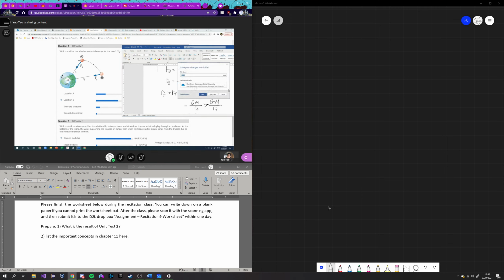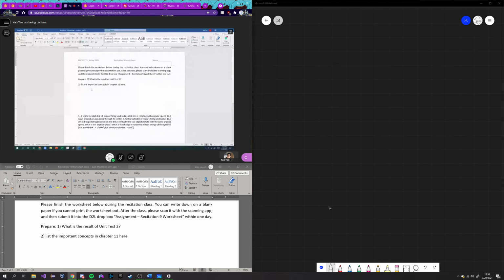If you have no more questions, we will move to this one. We have already listed important concepts in the last recitation, but since today we will use them again, I want to put it here. So in chapter 11, we are learning what is the rotational kinetic energy and what is angular momentum. And all of them are about conservation law.